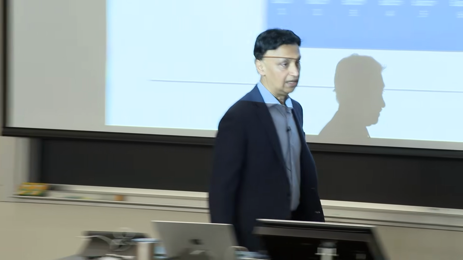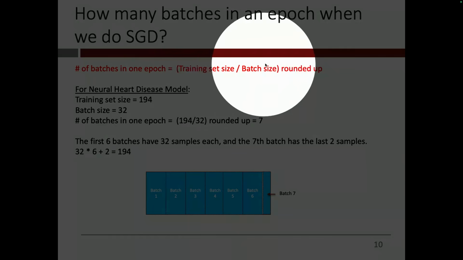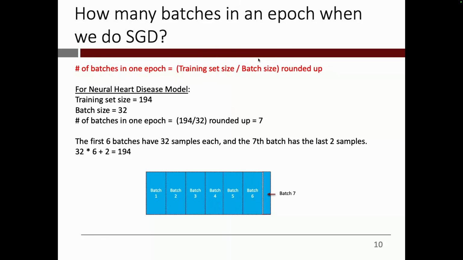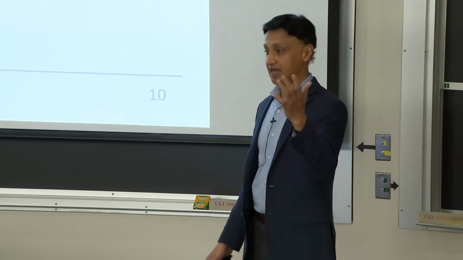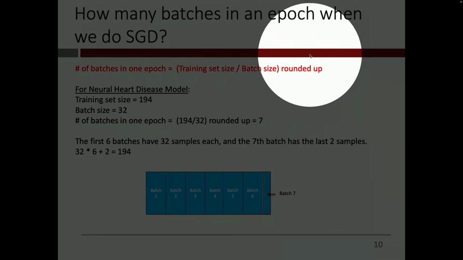All right. So the idea is that you take the training set, you divide it by the batch size, and you choose the batch size. We'll talk about how you choose that later on. You choose the batch size, and once you choose it, just divide and round it up.